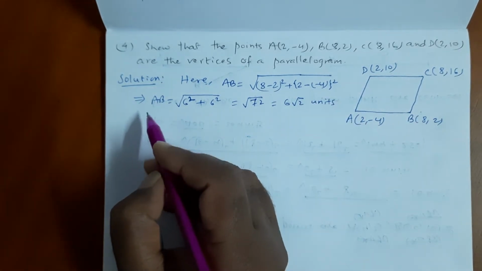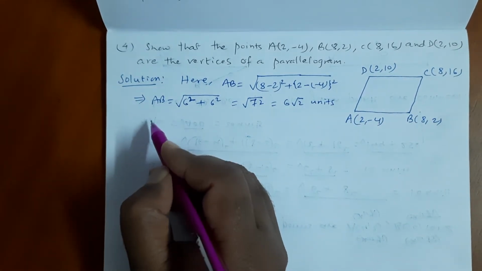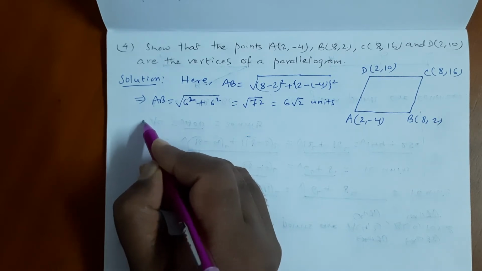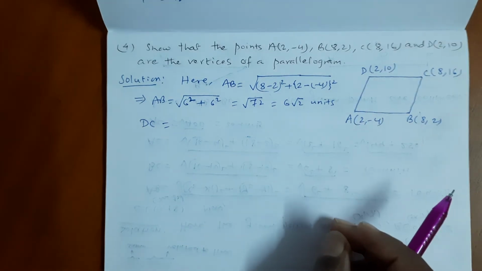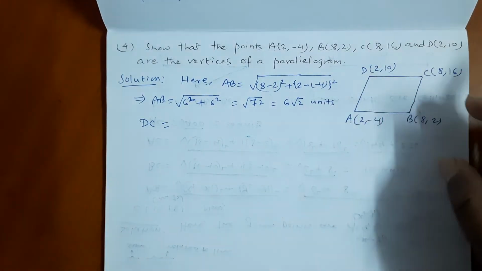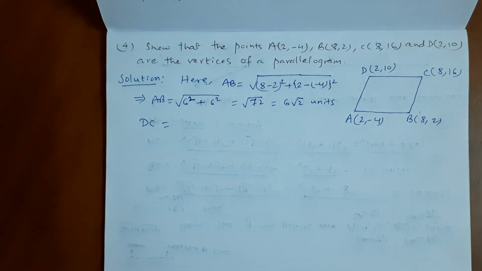units. Okay. Similarly, let us find out DC. So this AB and DC are the opposite sides. If we can show that AB equals DC, BC equals AD, then we can prove that ABCD are the vertices of the parallelogram.